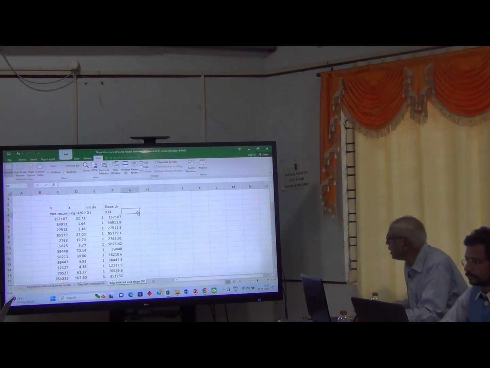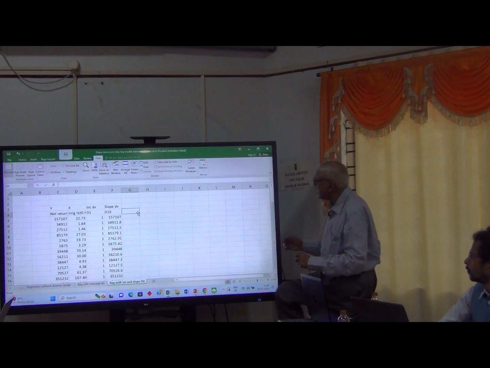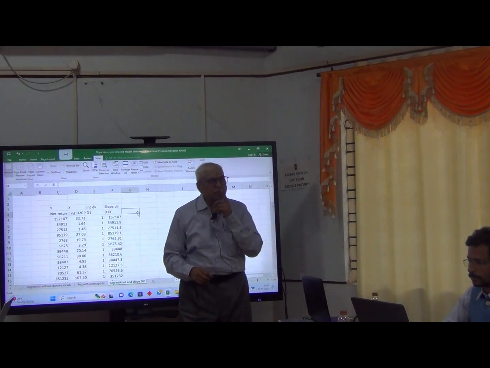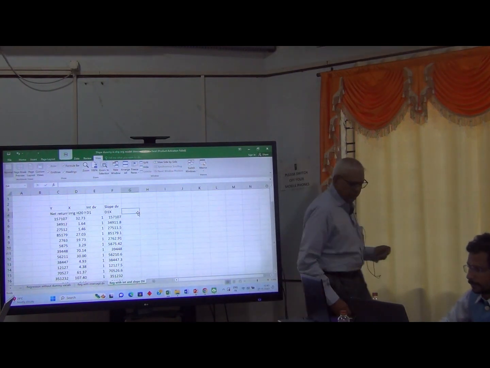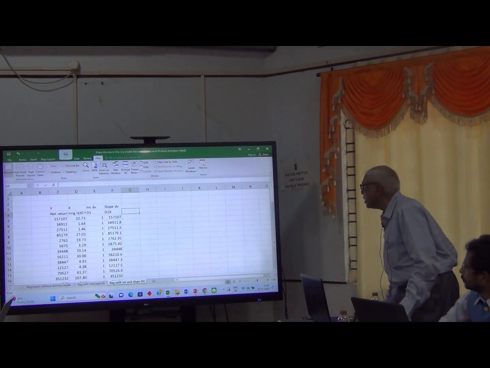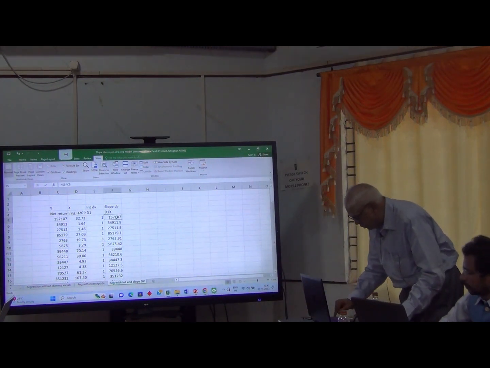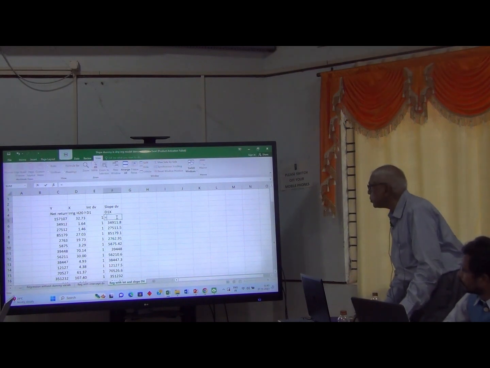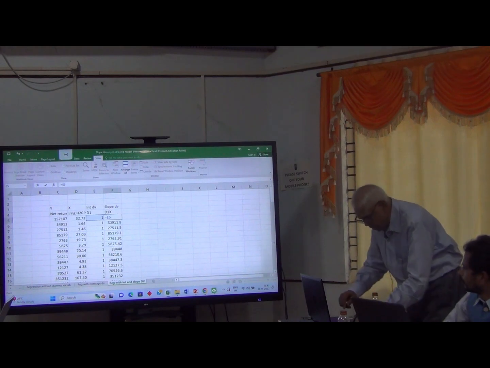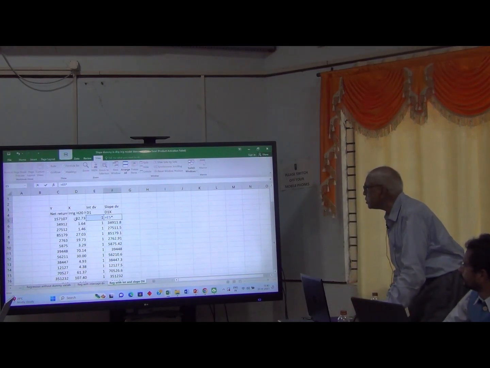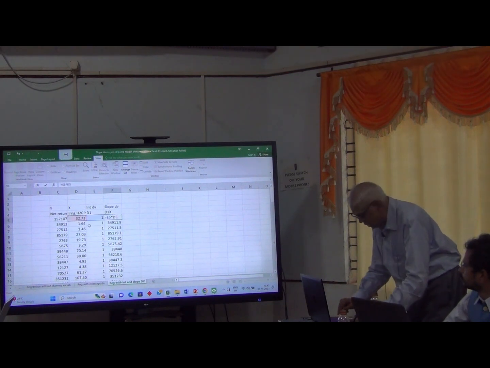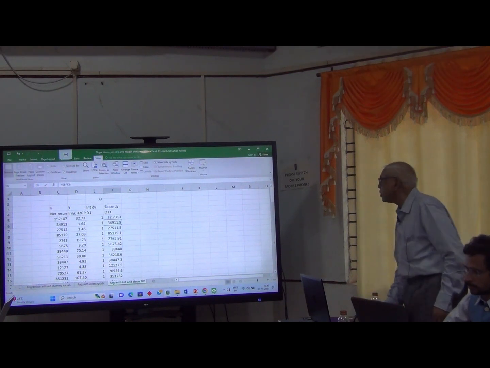Now we want to see the interaction effect of X multiplied by the dummy. Just go here. Then repeat it. Go to the first cell. Put equals, go to this one, take this cell here, then take star, then take this cell here. Then hit enter.